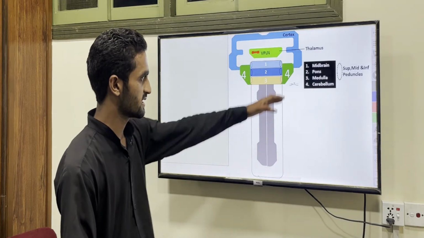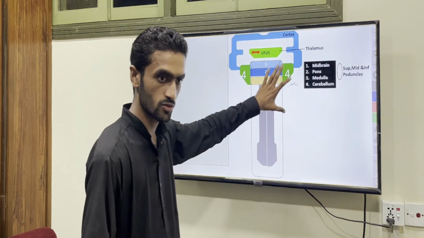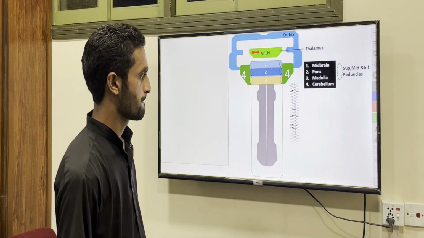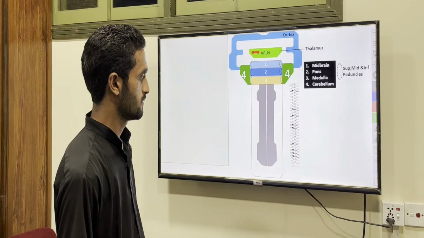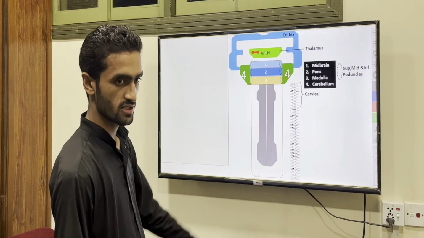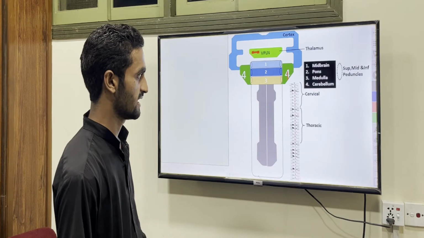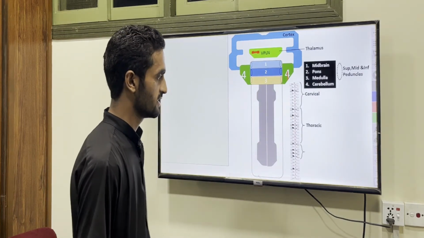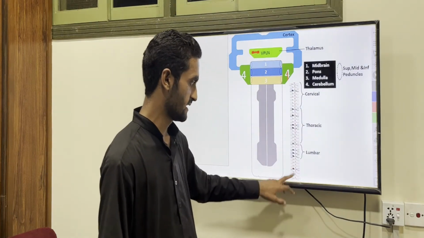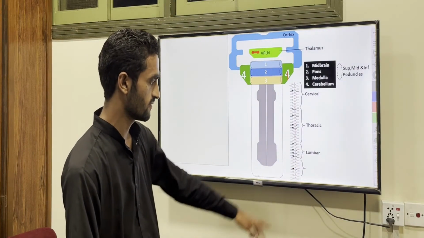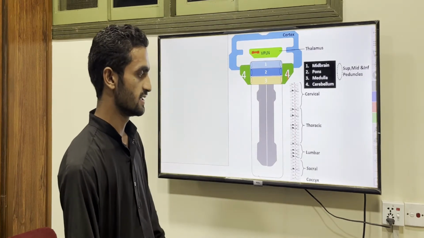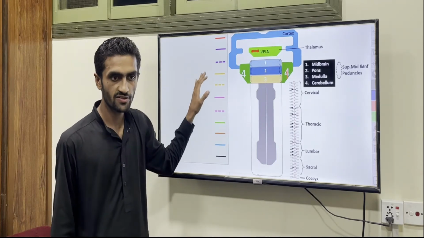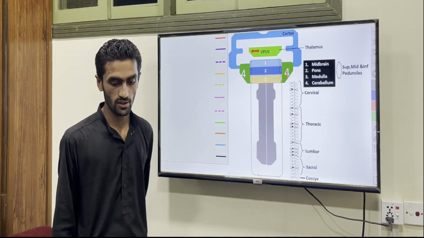Now see, these are the different levels throughout the body. This shows the sensation from the cervical level, then the thoracic. There are 8 cervical nerves, 12 thoracic, 5 lumbar, 5 sacral, and one coccygeal nerve. These are the colors we are using to define each pathway. So follow each one.